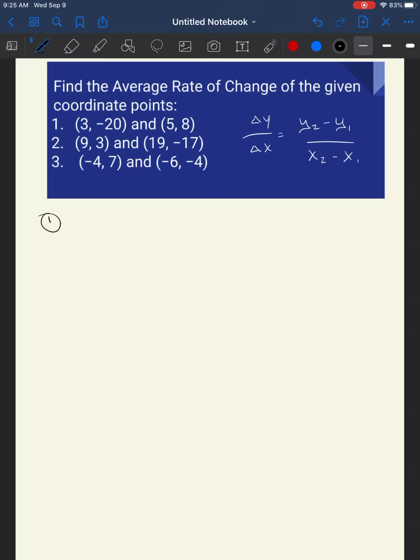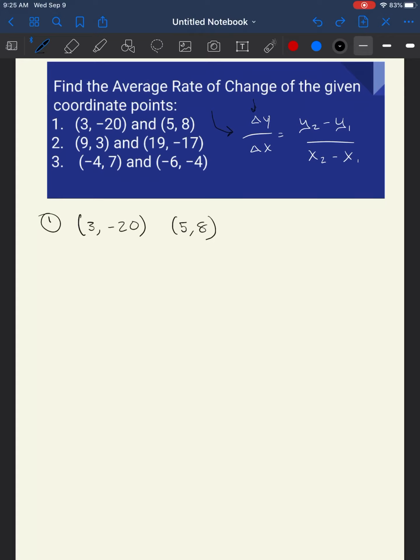All right, so for this problem, it asks us to find the average rate of change given the coordinate pairs, the points. So if I look at this, number one, we have 3, -20, and we have 5, 8. So I went ahead and reminded us of our formula, which is right here. And all it is is the change in y over the change in x, or the difference in y over the difference in x. That's what that little triangle means. It's the Greek letter delta, and it just means difference or change.